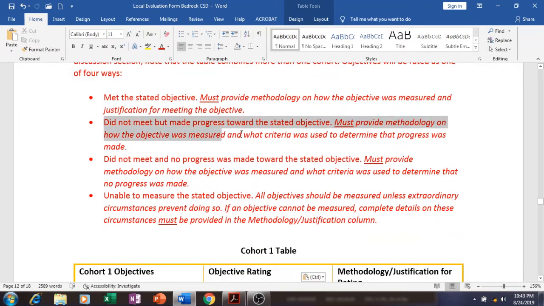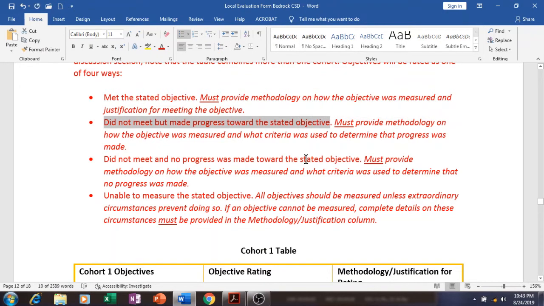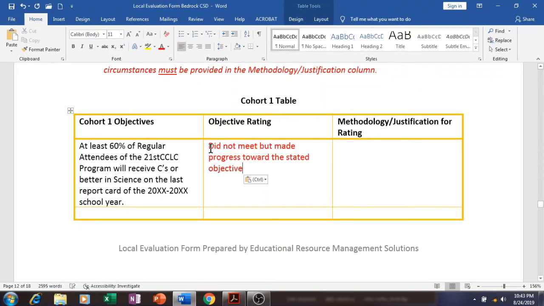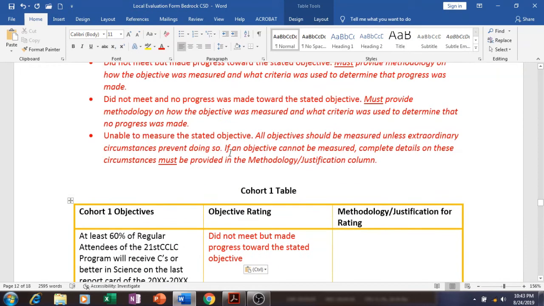What if you did not meet but made progress toward the stated objective? Let's take a look at what that would look like. In this one, the methodology is the same. We're going to gather report cards, we're going to count C's, but let's say this time only 52% made it. You need to justify the rating by stating it was determined that if at least so much percentage received C's, we were making progress. That percentage may have been 50%, could have been 45%, 55%, whatever it is, you need to state it so when someone reads this local evaluation, they understand how you determined that rating.